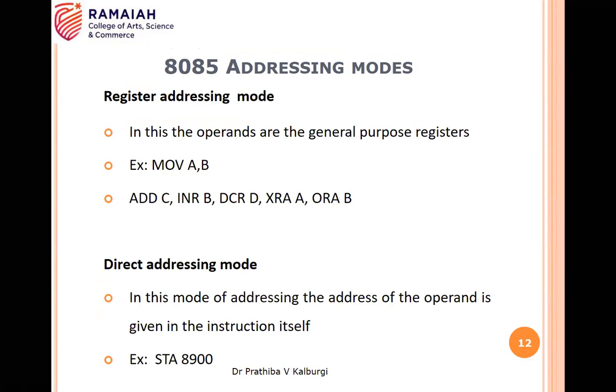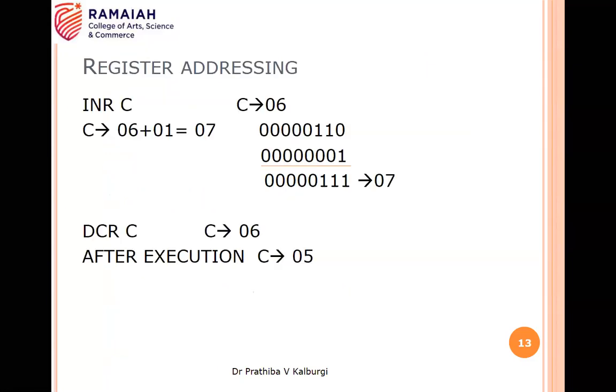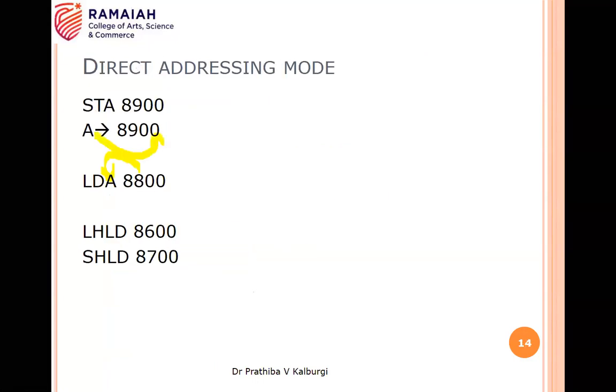Fine. Now coming to the second one, that is direct addressing mode. In this addressing mode, the address of the operand is specified within the instruction itself. That means you're going to perform the operation directly, isn't it? The examples for the direct addressing mode are the store instruction STA, LDA, then LXI, then LHLD, and so on.